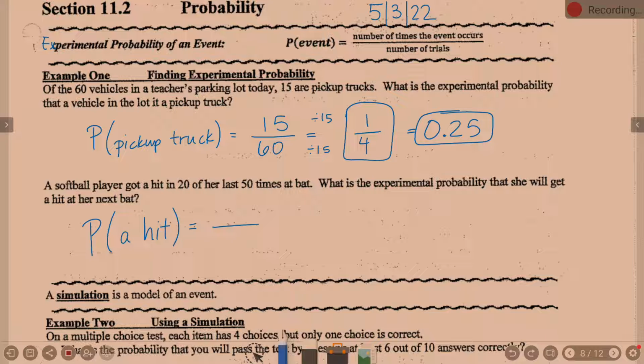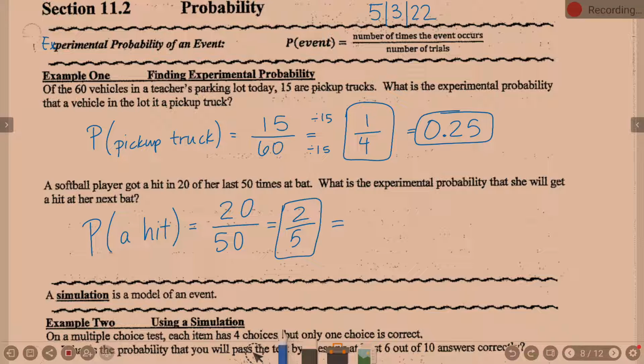How many hits are there possible? Based on past experience, 20 out of how many total options? 50. Does 20 over 50 reduce? Yeah, it's going to reduce to what? 2 over 5. 2 over 5. Math Excel might want that.